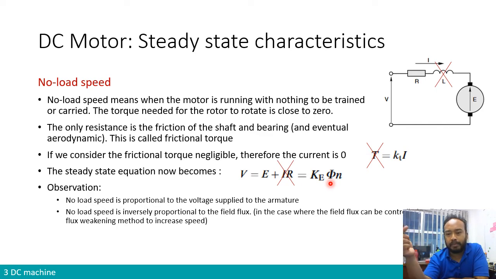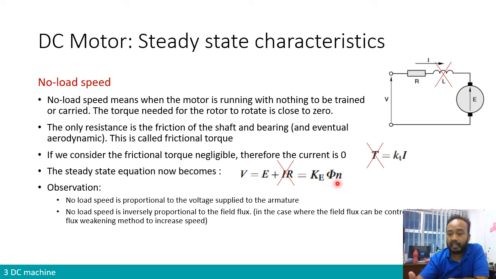If we want to increase the speed n, we have two choices. Either increase the voltage supplied V, or, if we have flexibility and a certain control over the field flux phi, then we could reduce phi in order to increase n. So imagine you have a maximum voltage supply: your power supply can only supply a voltage to the armature up to, let's say, 24 volts, but you still want to go to a higher speed. What you can do is reduce the field flux phi so that the speed n can increase. But of course, there's a remark: this can only be done if your field flux is controllable.